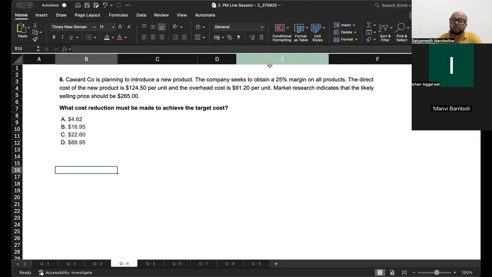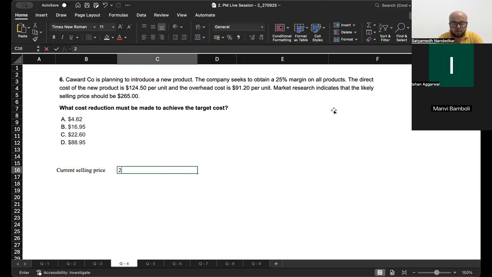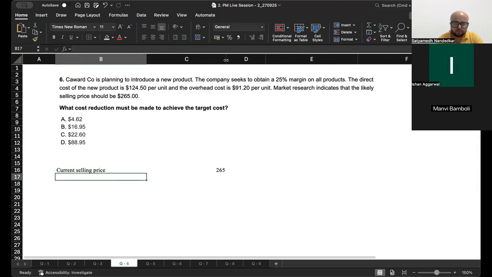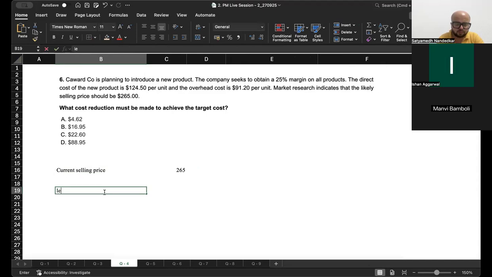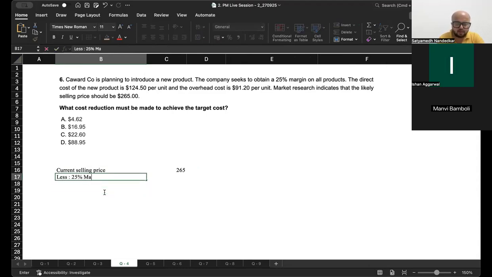The company seeks to obtain a 25% margin on all products. What is the current selling price? 265, less 25% margin.